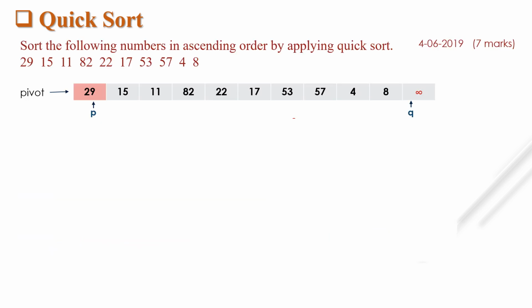Let's see this example. Here we add an infinity sign. You can see at the end of the list we are adding this infinity sign. Why are we adding this? Infinity is a maximum number, or we can say maximum integer. It acts like an end of the list, or we can say an end marker.